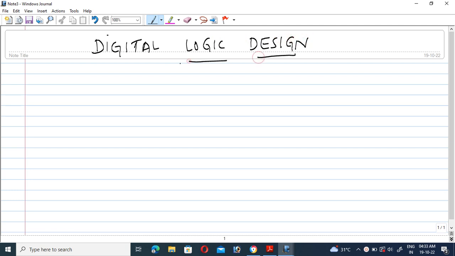Everyone will have a very basic question: why are we using digital logic in electronics and communications and computer science engineering and most of the domains? Nowadays, whatever device you consider, all devices operate with digital signals only, right? Digital signals mean the signal consists of either a 0 or a 1 only.